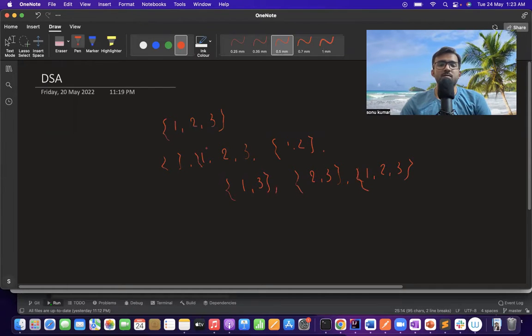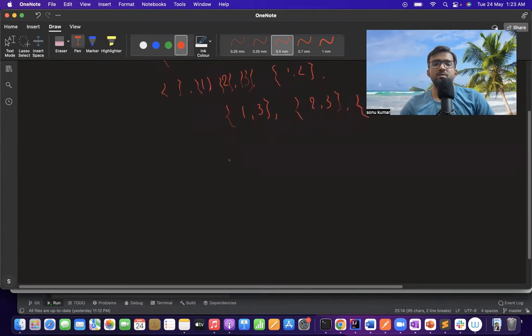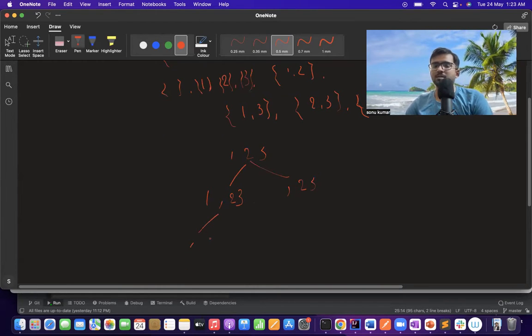For single elements, we know already the max and min difference will be zero, and for the others we can calculate by generating. The approach to generate the subsequences for 1 2 3: we'll include 1 in our answer and call recursion on 2 3. Next time we will not include 1 in our answer, so the answer will be blank, and recursion will go to 2 3. Again the same approach is there, and once we hit the base case, we'll have the subsequences.